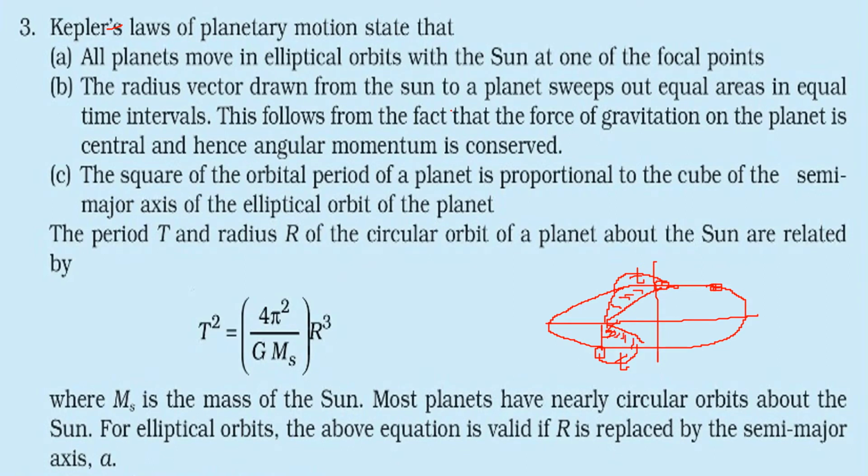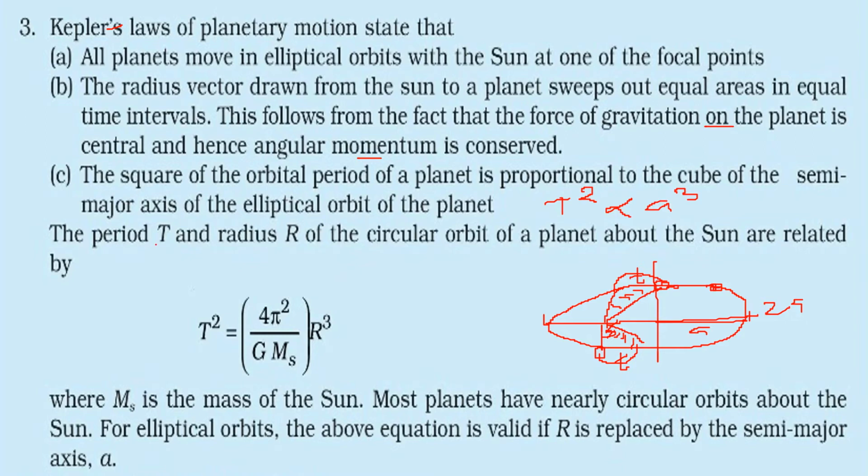So where does this follow from? From the fact that the force of gravitation on the planet is central. That is why the angular momentum is conserved. The square of the orbital period of a planet is proportional to the cube of the semi-major axis. If you take from this point to this point as 2a, this will be a. So T square will be directly proportional to a cube.